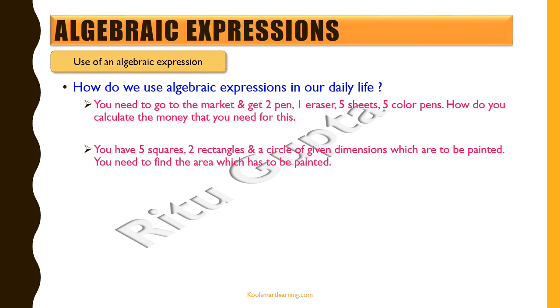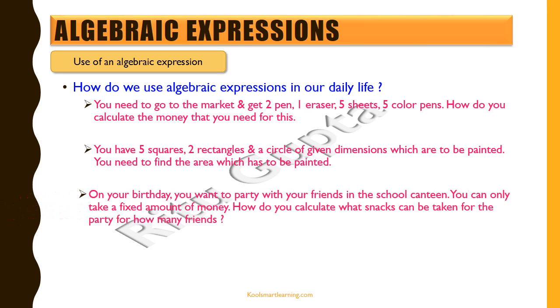Now to find the total area, we make an expression of the type 5a², where a is the side of the square, plus 2lb, where l and b are the length and breadth of the rectangle, plus πr², where r is the radius of the circle. So now using this expression you can find out the total area and then find out how much paint is required to paint that much area.